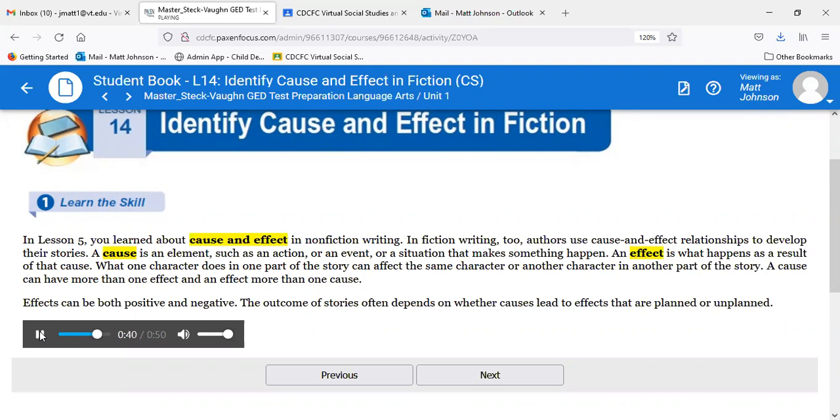Effects can be both positive and negative. The outcome of stories often depends on whether causes lead to effects that are planned or unplanned.